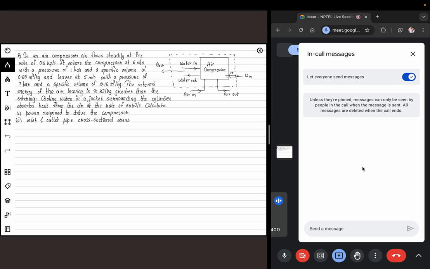Cooling water in a jacket surrounding the cylinder absorbs heat from the air at a rate of 60 kilojoule per second. So if I consider this as my system, there is heat energy being extracted out of this control volume, equal to 60 kilojoule per second. Calculate the power required to drive the compressor. For example, if you are driving this compressor using a motor, you need to know this power so that you can rate your motor accordingly. Second, the inlet and outlet pipe cross-sectional areas.